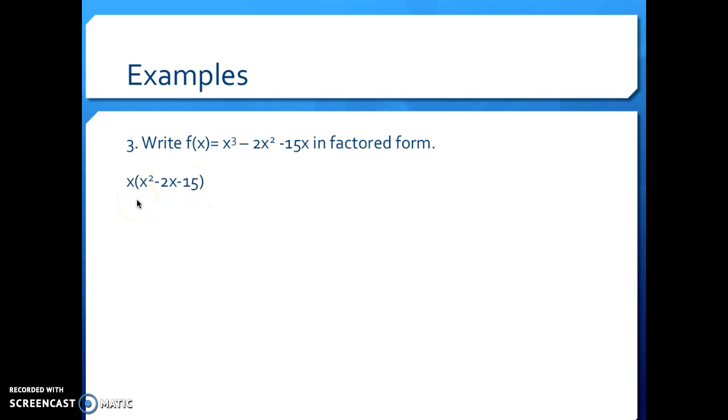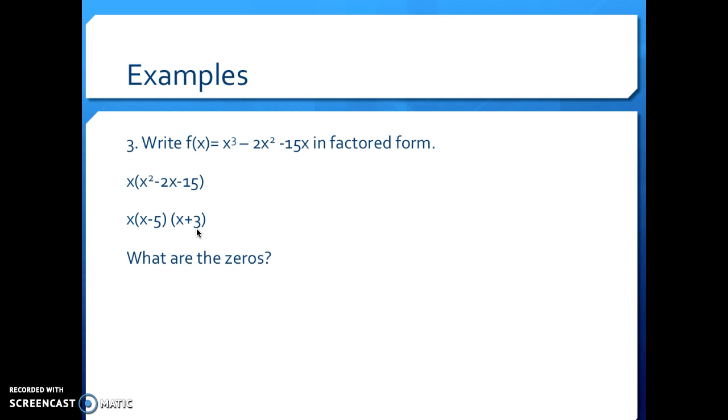When we factor that, we're looking for factors of 15 that when added together equal -2. In this case, that would be a -5 and a +3. -5 plus 3 equals -2, and -5 times 3 equals -15. Now you go ahead and set each term equal to 0. So you set this x right here equal to 0, x minus 5 equal to 0, and x plus 3 equal to 0, and solve for x.